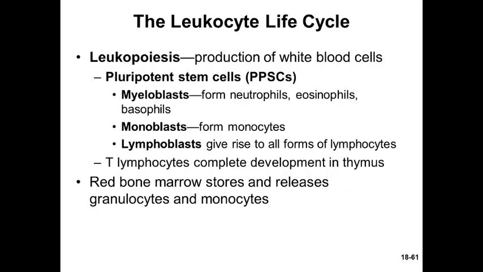So the making of a white blood cell, or all white blood cells, would be leukopoiesis. Again, we start off with a pluripotent stem cell, the PPSCs, and there are the two different lines here. So there can be myeloblasts, and the myeloblasts are going to form the neutrophils, the eosinophils, the basophils. There are monoblasts, making the monocytes, and there are lymphoblasts, giving rise to the lymphocytes. Again, they're all coming from this pluripotent stem cell found in the bone marrow.